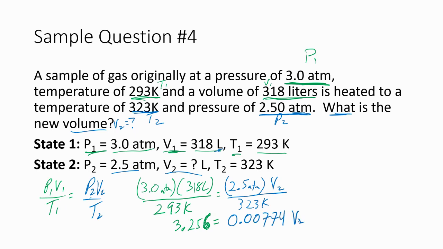and then the V2. So this V2 is our variable. That's the thing we need to get alone. So we want to get rid of this and put it over here. So 3.256 divided by 0.00774 gives us 420. So the V2 equals 420. 420 has the units of liters because the other thing is liters. So it's actually 421 because it's 420.6. Those are both fine. All right.